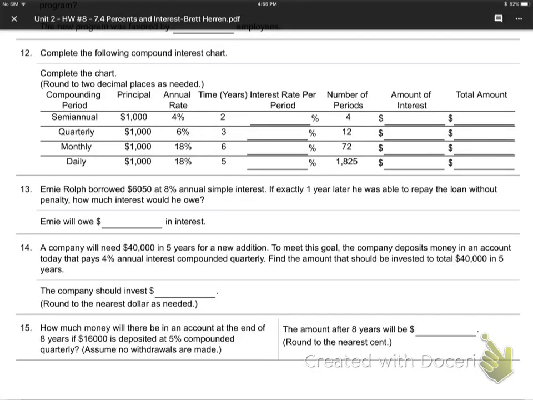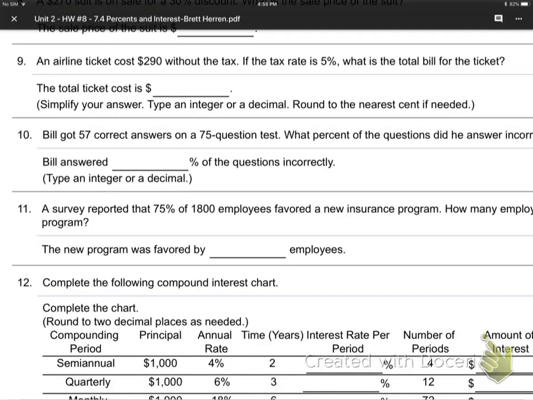Okay, so here's homework 8, part 2. We're on homework number 8, part 2, and starting off, questions 9, 10, 11. Let me get those. Here we go. So questions 9, 10, and 11, I think those will be super easy for you.